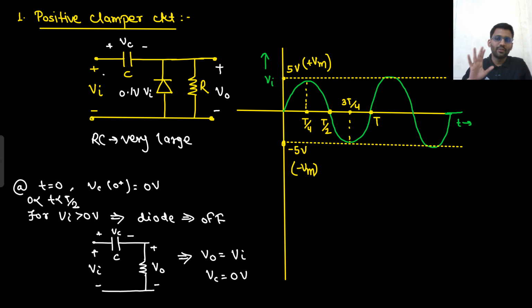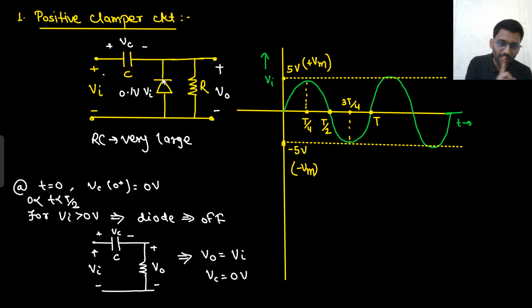Now I will tell you a simple trick to determine the clamper circuit. Because if we study a lot of circuits, we will be confused whether it is a clamper or clipper, or a positive clamper or negative clamper, or a peak detector. So in a clamper circuit, the output and diode will always be in parallel. In clamper, output and diode will always be in parallel.